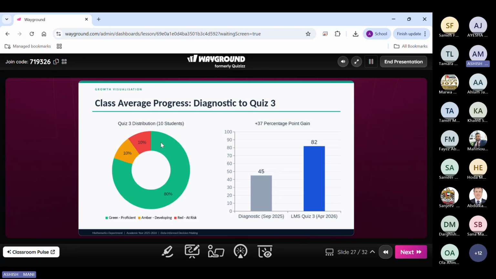Here you see 80% are at the proficient level, 10% of them are in amber, that is the developing stage, and 10% are at red, those who are at the risk level.